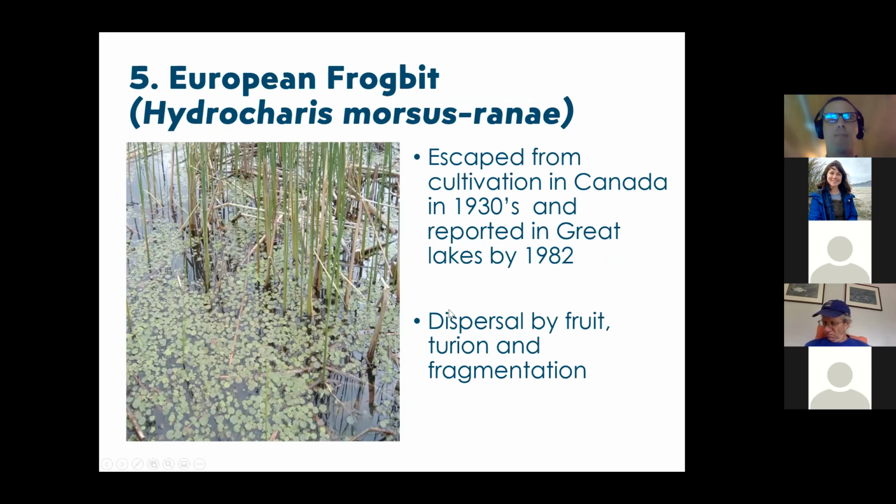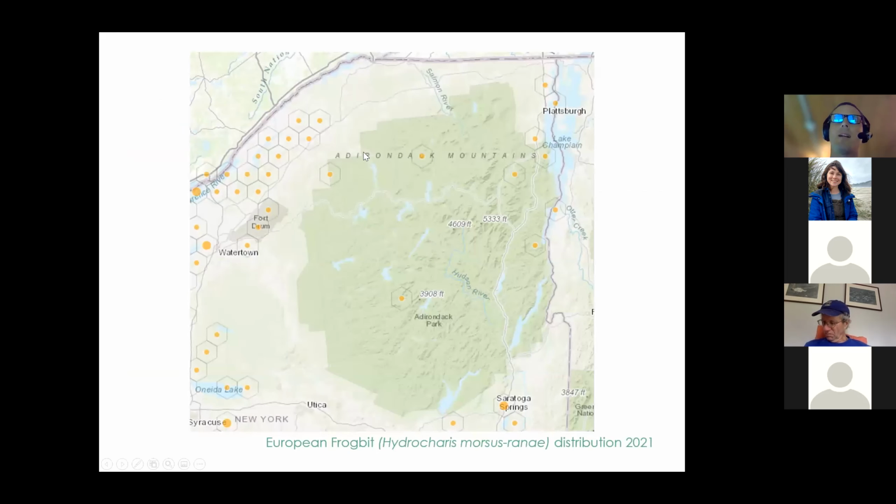Another floating plant, but much, much smaller, is European frogbit. This is one that escaped from cultivation in Canada and has been moving into our area. It disperses by its fruit, fragmentation, and turions, which are overwintering buds on several of these plants. So it's this really small little floating plant that you see growing right here. We do have it a little bit spread throughout our PRISM, throughout the Adirondack region.